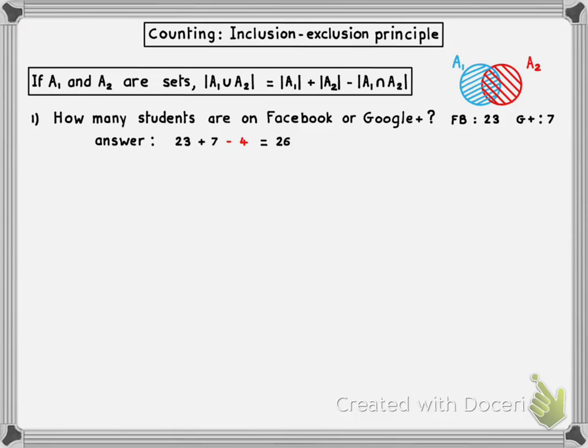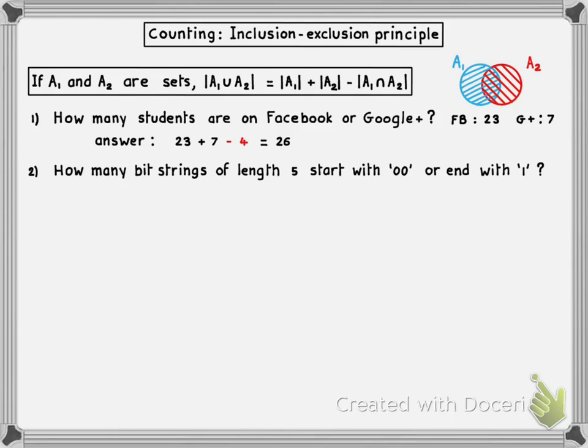Now let's look at a second example of an application of the inclusion-exclusion principle. How many bit strings of length 5 start with a 00 or end with a 1? So here is a skeleton for all the possible 5-bit strings. And notice we have an or here. It's not an and. So one possibility is the string starts with a double zero, and another possibility is that the string ends with a 1.